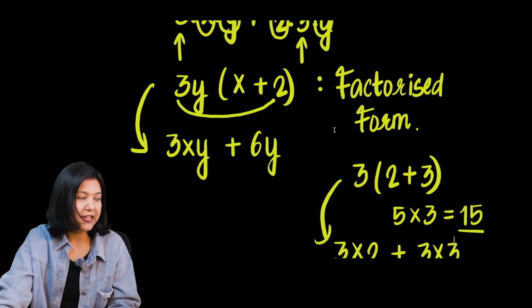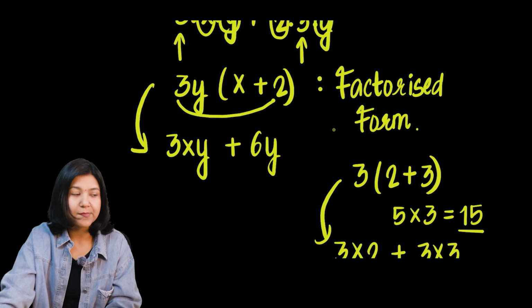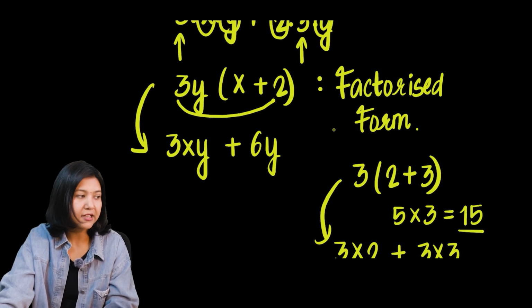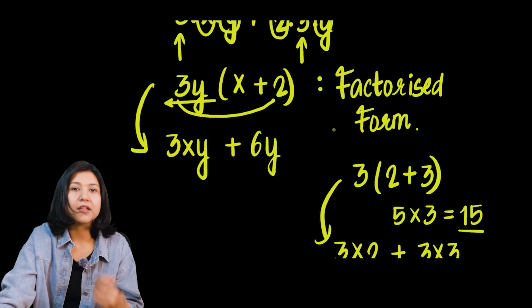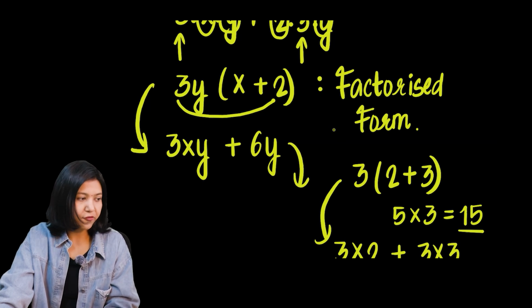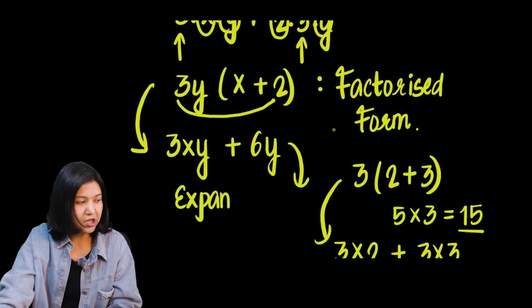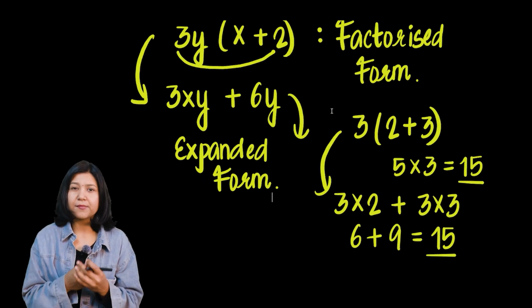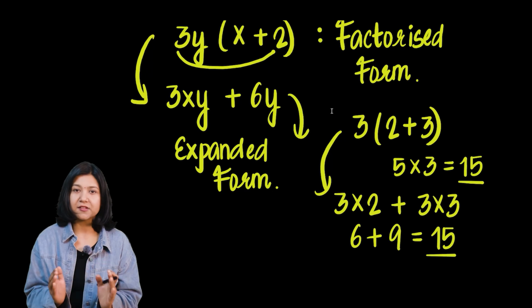So this is called expanding. When the question says expand, this is what you have to do. You have to use the distributive property, meaning the term outside is distributed equally to what you have inside the bracket. This is called expansion form or expanded form. Now, doing the opposite of expansion is factorization. This is how you understand algebra. This is the beginning of algebra. Very, very simple things we have.